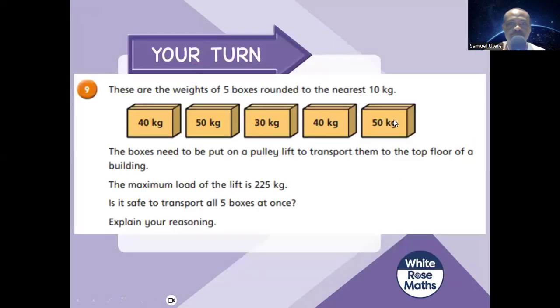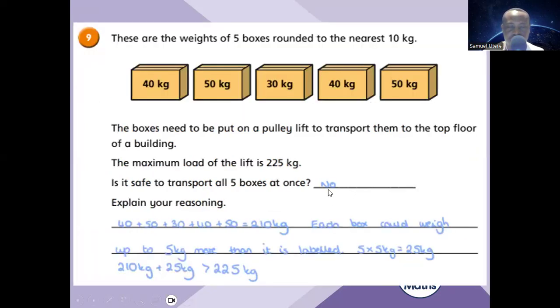And here is question 9. I would like you to pause the video and answer question 9 in 2 minutes. Okay, here is the answer to question 9. So the answer is no, right? Because if we add 5 each for the 5 boxes, we're going to have an extra 25, which obviously is greater than 225. All right. So that is the answer.